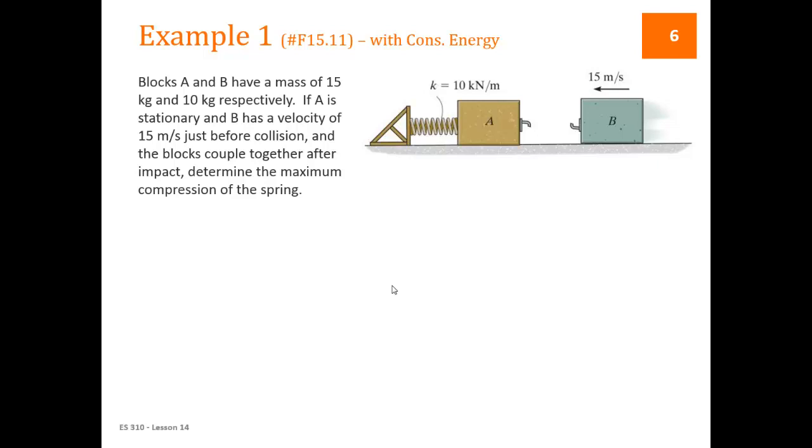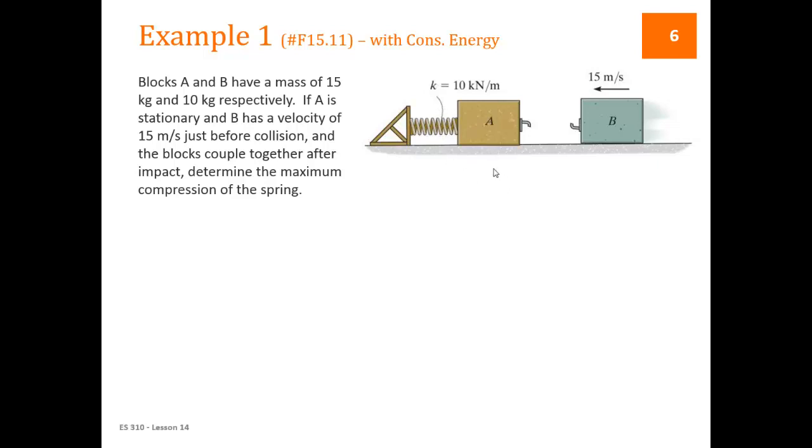So let's take a look at an example of this. We have two blocks. Block A is sitting still and is sitting up against a spring, which is currently unstretched. Block B is sliding along the floor. There's no friction. It starts sliding at 15 meters per second. It hits A, and they both then slide a little bit further and compress the spring. And the question is, what is the compression of the spring?